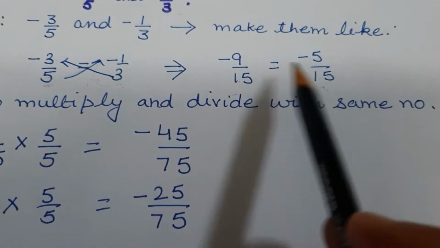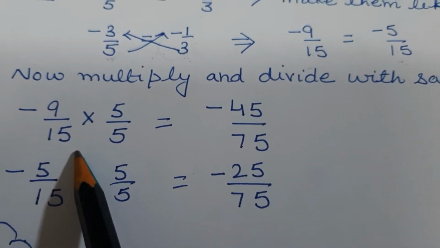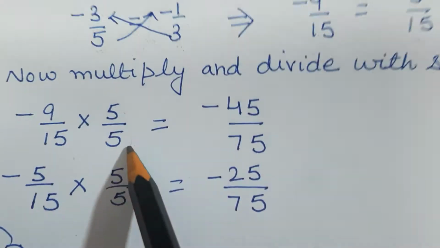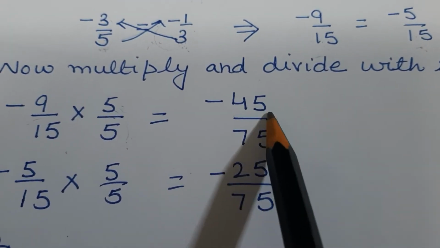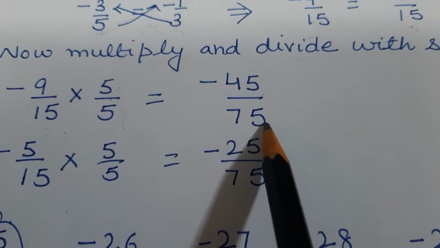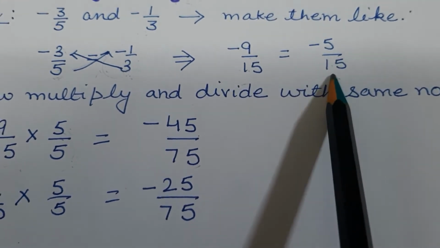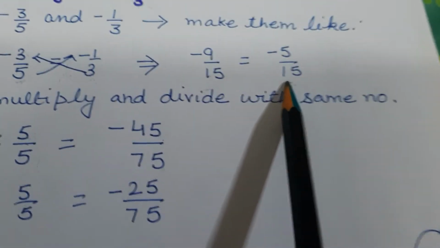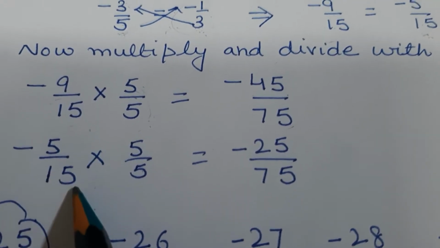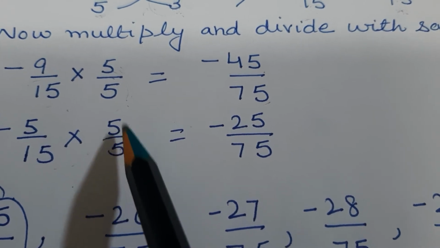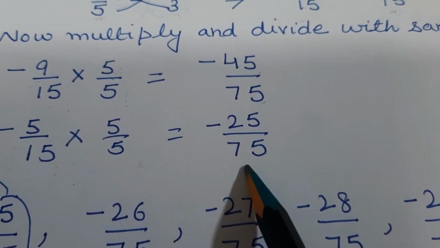So we will take both these fractions one by one. Minus 9 over 15, multiply and divide by 5. 9 times 5 is 45, so minus 45, and 15 times 5 is 75. Similarly, the second rational number we will multiply with the same. Minus 5 over 15, multiplied by 5 over 5. So minus 5 times 5 is minus 25, and 15 times 5 is 75.